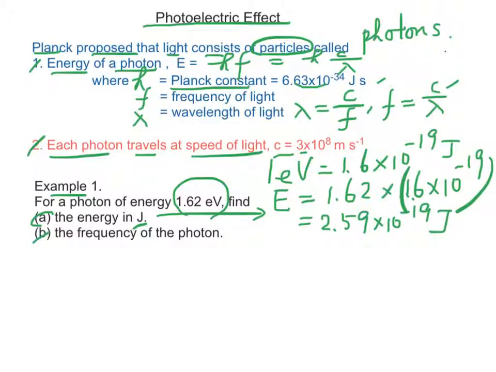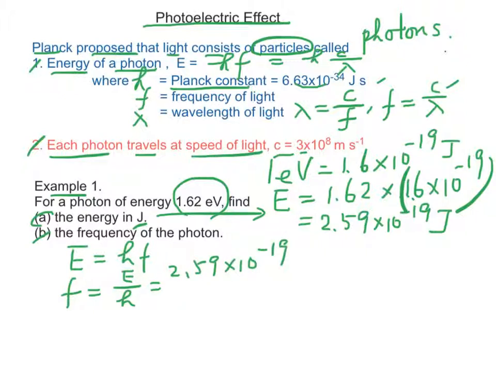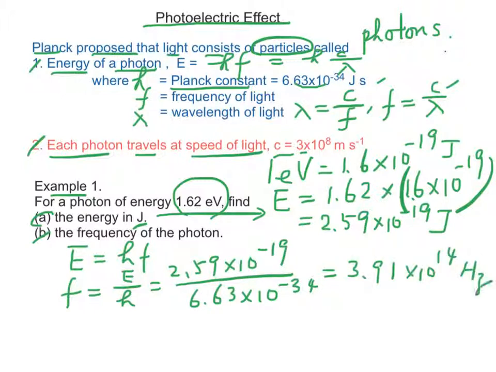Part B. Because E equals hf, we have the frequency of the photon equals E over h, equals 2.59 times 10 to the power negative 19 over 6.63 times 10 to the power negative 34, which is equal to 3.91 times 10 to the power 14 hertz.